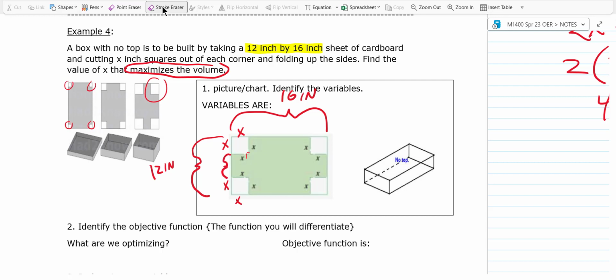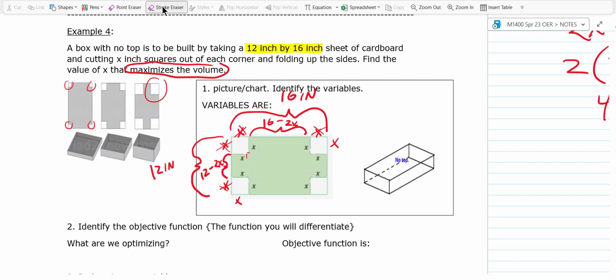This started 12. When you chop off two x's, you're going to get what's left. So this is going to be 12 minus 2x, because you're taking out the two x's. You start with 12, then it goes down 2x. Same thing happens with this side. You start 16, but then you chop off those two x's at the ends, and this becomes 16 minus 2x. So that's the first thing you've got to understand: you start 16, then you chop off the two x's. You start 12, chop off the two x's.